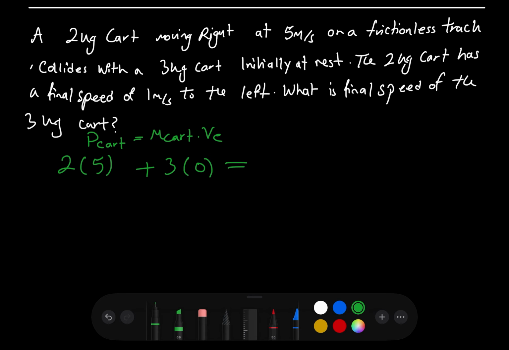And this will be equal to the final momentums of both carts, because the 2 carts are hitting each other and getting separated, and one of them is moving to the left. So this is P1F plus P2F, and P1F is the mass of the first cart, which is 2, moving to the left with negative 1 meters per second, while what we're looking for is the final velocity of the other cart, which has 3 kilograms of mass.